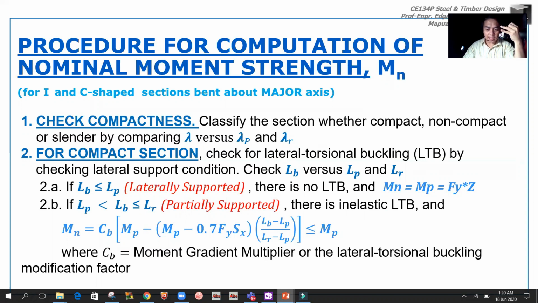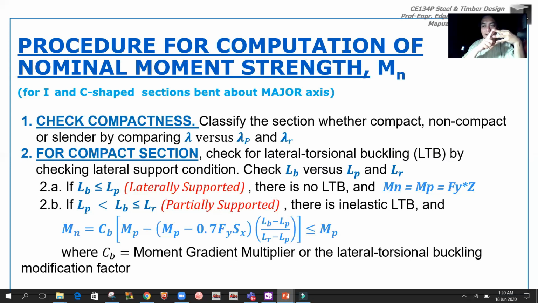The second thing that we discussed before is the lateral support conditions. How do we check the lateral support condition of the beam? That is by comparing the LB versus the LP and the LR. Through that comparison, we would identify whether the beam is laterally supported, partially supported, or laterally unsupported. So that is the lateral support condition.